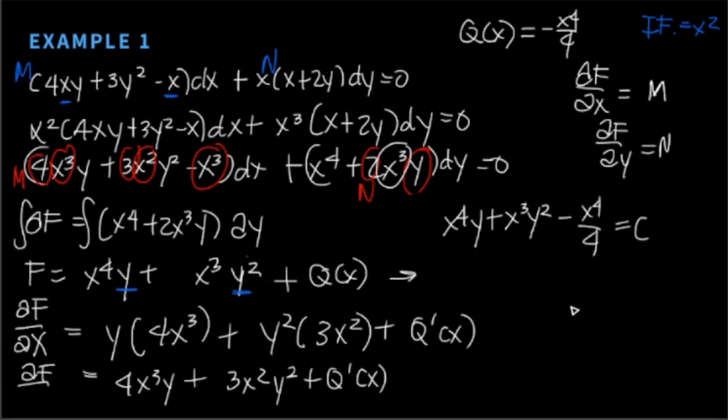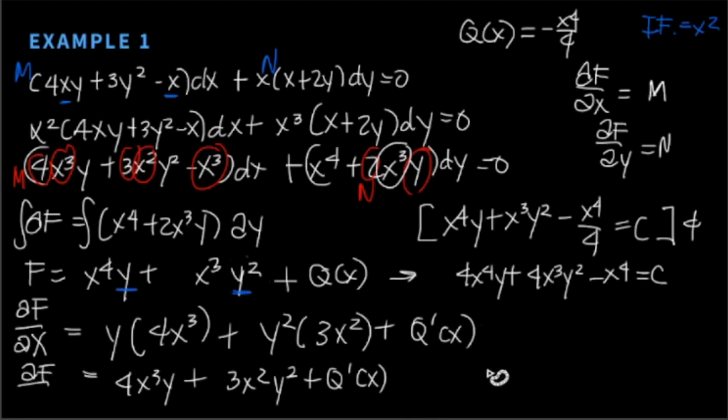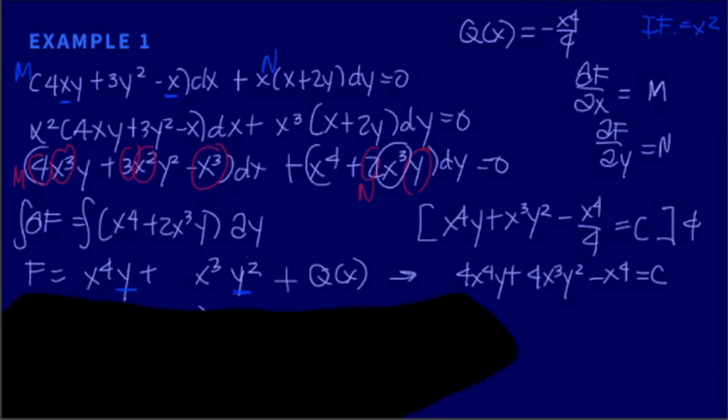So, ngayon is multiply natin both sides by 4 para matanggal tong denominator. So, that will be 4x raised to 4 y plus 4x cubed y squared minus x raised to 4 is equal to c. So, pwede natin tong mas ma-finalize pa yung answer natin.